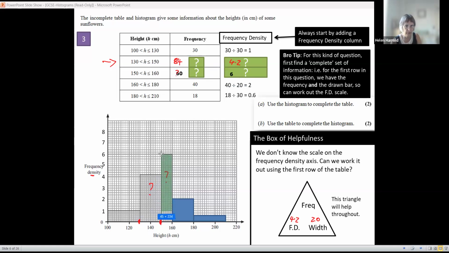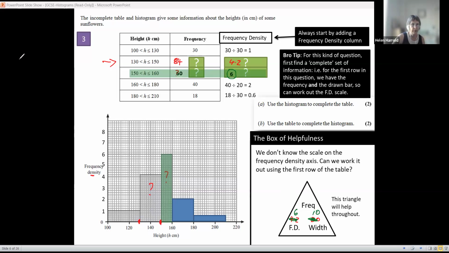So for this one here, we've now got the 150 to 160 bar, which is this bit here. And we know it goes up to 6, so that's where the 6 comes from, because that's the frequency density, and we're sticking it in here. We know that width is 10, so it's 10 times 6, which is 60.